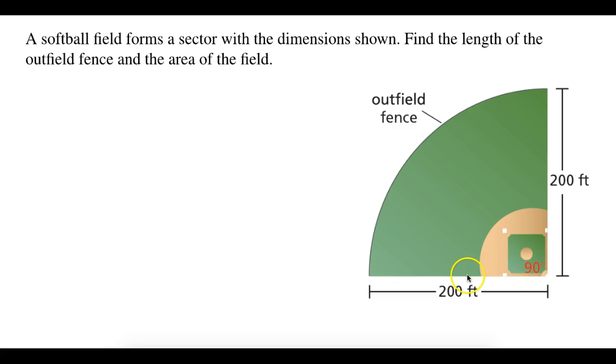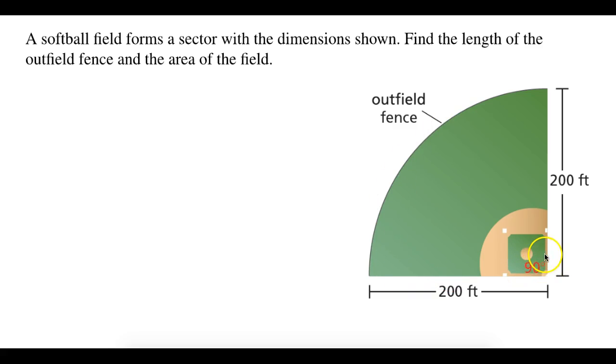So each length coming out from the center is your radius of the circle. And then this length right here is a partial length of the diameter around the circle. So we actually have a couple formulas that are going to help you solve this. The two things we want to know are the length of the outfield fence, so this distance all the way along this curved part, and then the area. So we want to know the area inside of all of these lines right here.